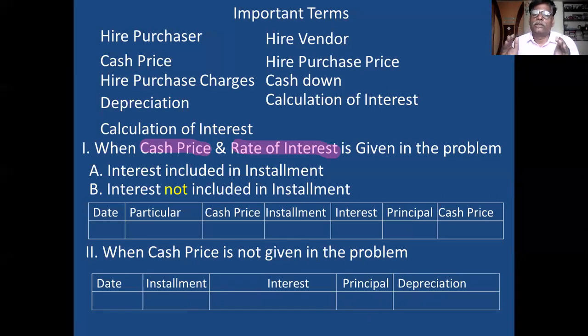So this is the second method of calculating the interest. In the first method, everything is there. Cash price is there, rate of interest is there, installments are there, depreciation is there. On the basis of that, you have to judge. That is the first method. And in the second method, everything is there, but cash price is not in the problem. How to solve the problem? This is the table for calculating the interest if cash price is not in the problem. Clear?